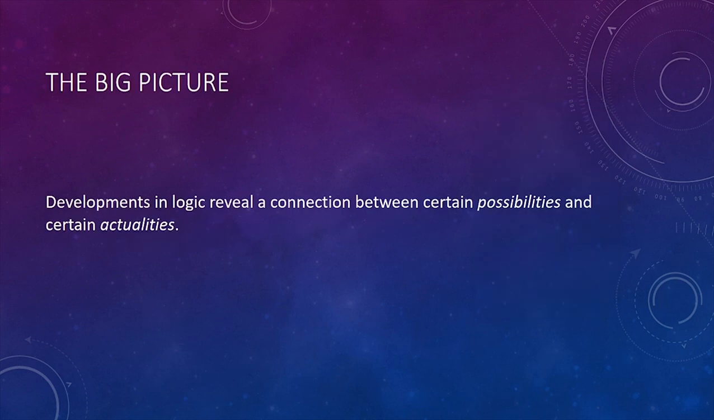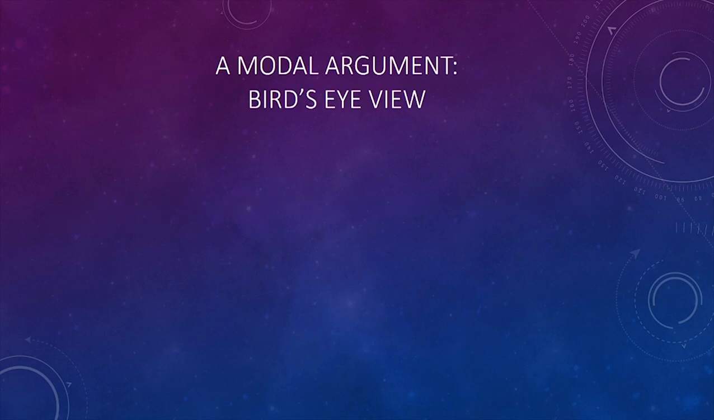So here's the big picture. Developments in logic reveal a certain connection between certain possibilities and certain actualities. Modal cosmological arguments take advantage of this connection by showing that if certain things are possible, then we can deduce that certain things are actual. And in particular, if we can show that it is possible for there to be a necessary part of reality, a necessary foundation of reality, then we can use the latest logic to deduce there is actually a necessary foundation of reality. So, given these developments, we can now build a certain kind of argument that links these possibilities with these actualities. Let me give you a bird's eye view of a modal argument.